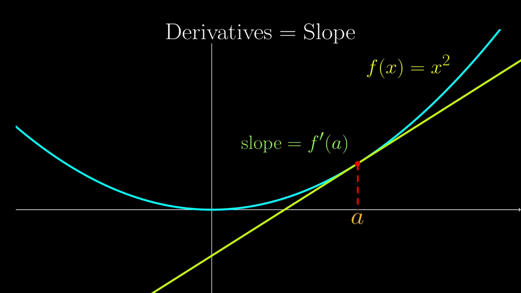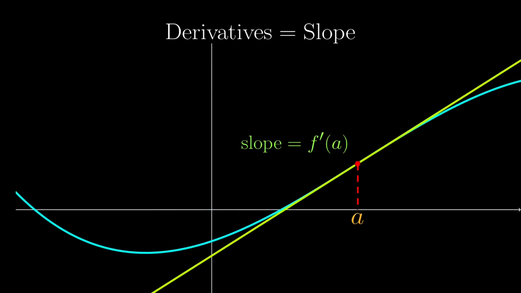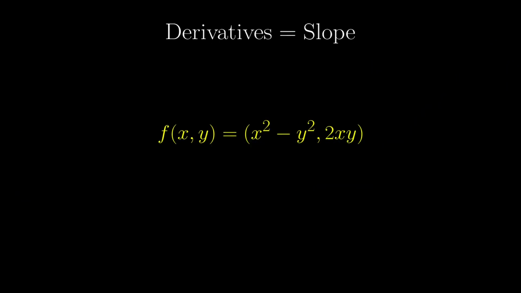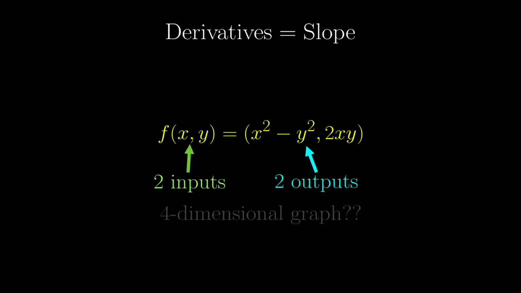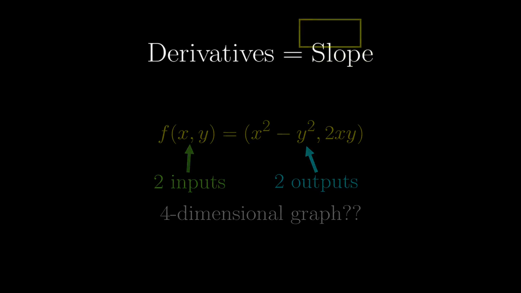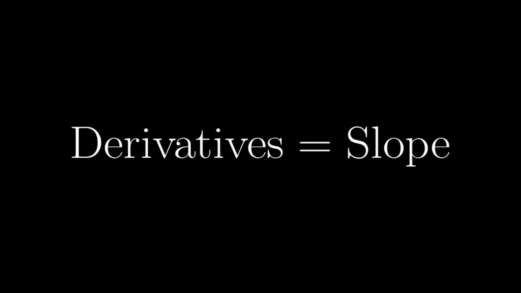It's completely fine for functions like this, but what if we have functions like this instead, where we have two inputs, x and y, and two outputs? Then we need 4 dimensions just to graph this function properly, let alone making sense of slopes in 4 dimensions. So if we want to generalize the notion of derivatives, derivatives cannot be slopes.